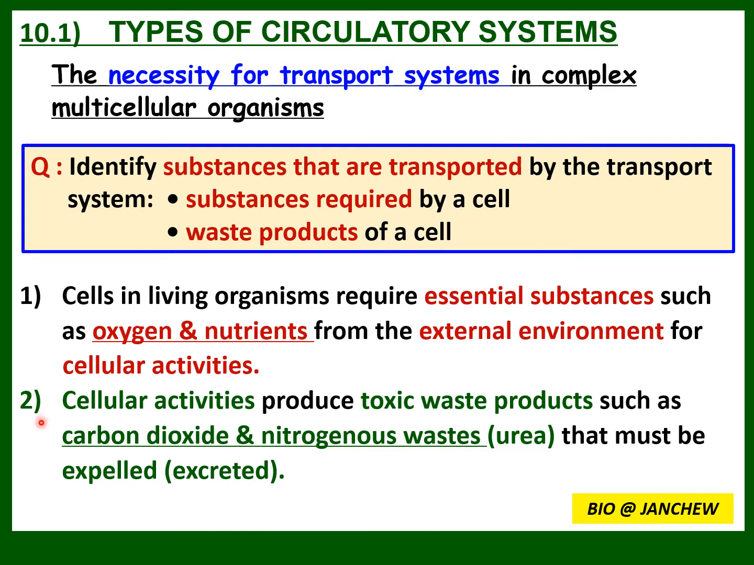And secondly, what are the waste products of a cell? So cells carry out cellular activities that produce toxic waste products such as carbon dioxide and nitrogenous wastes, for example urea, that must be expelled or excreted.